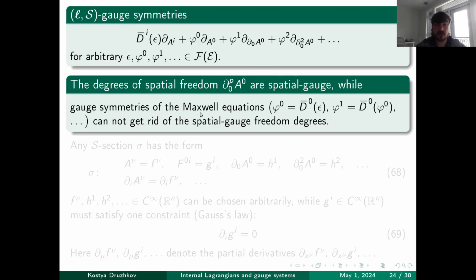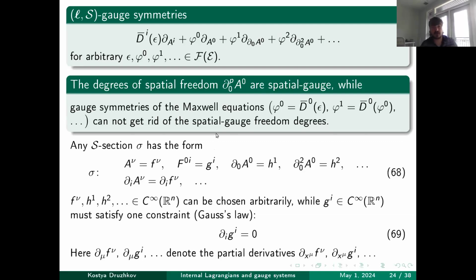Because the gauge symmetries of the Maxwell equations have this form. They are given by such functions. Phi0 should be the time derivative of this function epsilon. Phi1 should be the time derivative of phi0, etc. And in the sense of gauge symmetries of Maxwell equations, we cannot get rid of these degrees of freedom. So the whole huge gauge group of Maxwell equations is just too small to gauge them away. And this LS gauge group is way bigger than the gauge group and is just big enough to gauge them away.